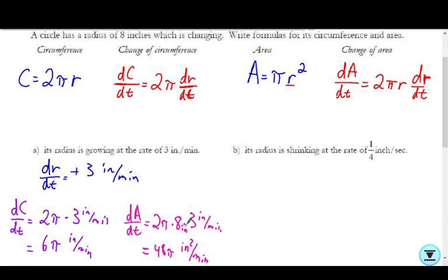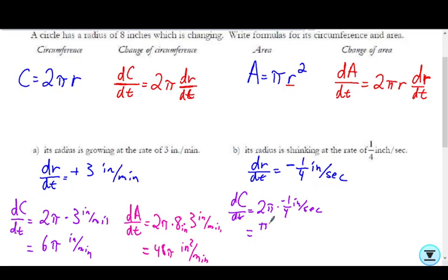Now we're going to do the same thing over here, but now my dr over dt is different. Here they're telling me the radius is shrinking at a rate of 1/4 inch per second, which means it's getting smaller. So it's negative 1/4 inch per second. But again, we're going to find the change in circumference. So dC over dt is equal to 2 pi times negative 1/4 inch per second, which is going to be negative pi over 2 inches per second. So my circumference is getting smaller.